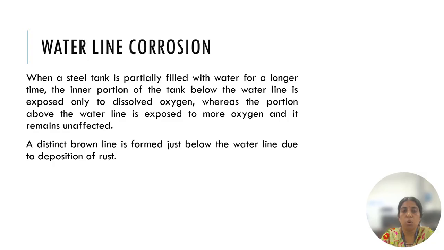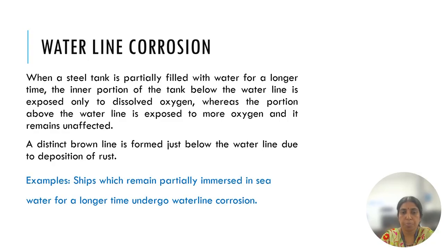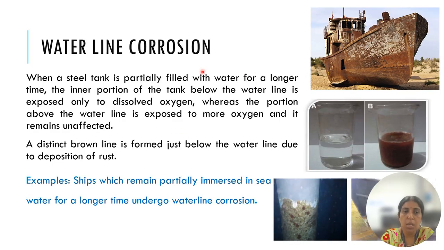Next corrosion is waterline corrosion. Here, when a steel tank is partially immersed or partially filled with water for a longer time, the inner portion of the tank below the water line is exposed to less oxygen, and the outer portion has more oxygen. As we see from the figure, a ship which is taken out from the sea, or most of the part of the ship is inside the sea, has less access to oxygen, so it behaves as an anode, and the top portion has more oxygen and is protected as a cathode.